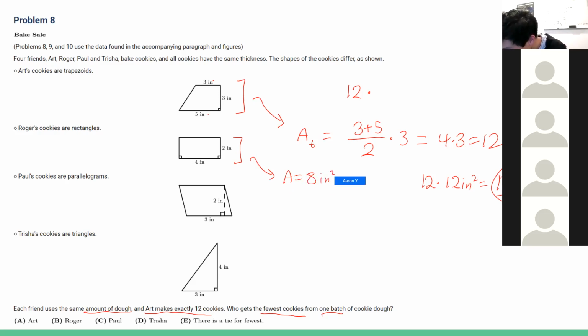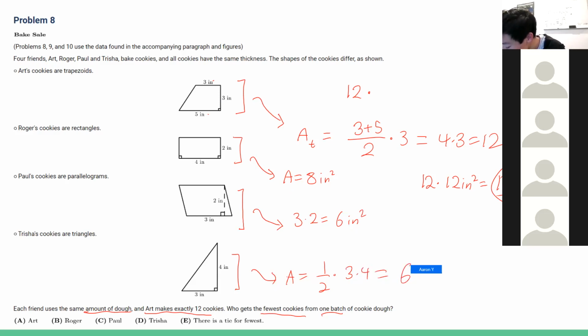For this one, since it's a parallelogram, we can still do base times height. So 3 times 2, 6 inches squared. And then for this triangle, the area is 1/2 base times height, 1/2 times 3 times 4, which gives us 6 as well. So what can we gather from this information?